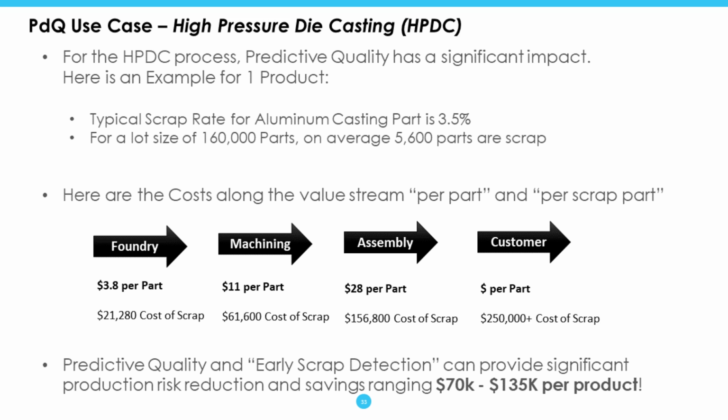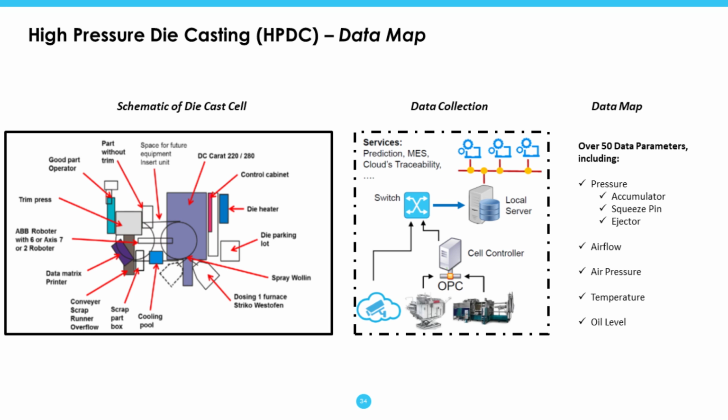So yeah, as Mo mentioned, you're looking at a 1% reduction in scrap or detecting at these early stages. You're looking at hundreds of thousands of dollars savings per plant.